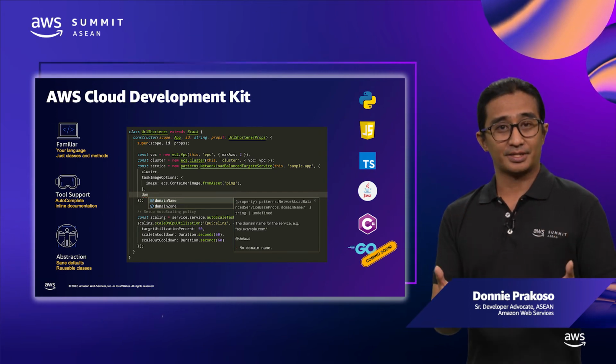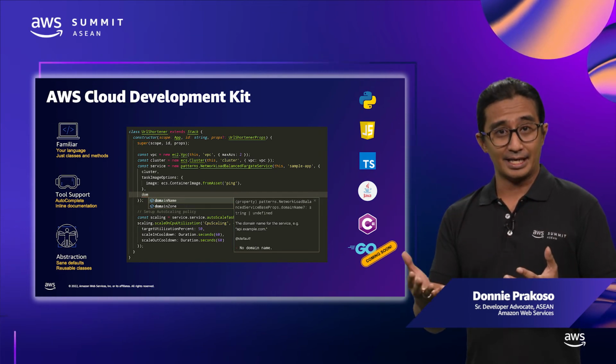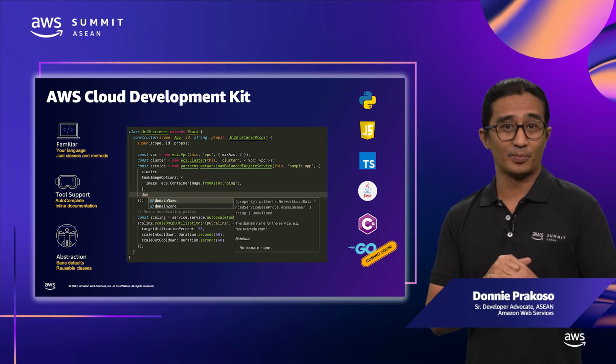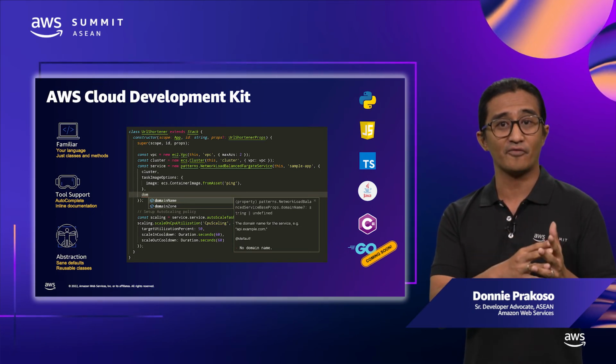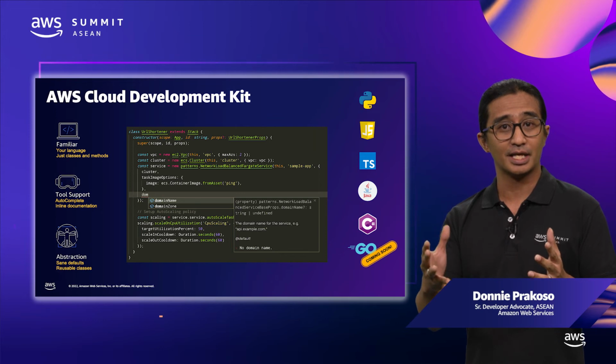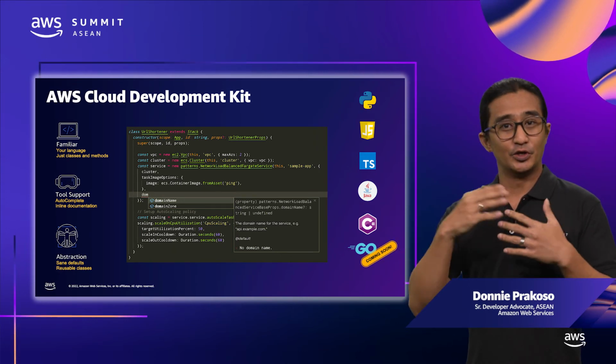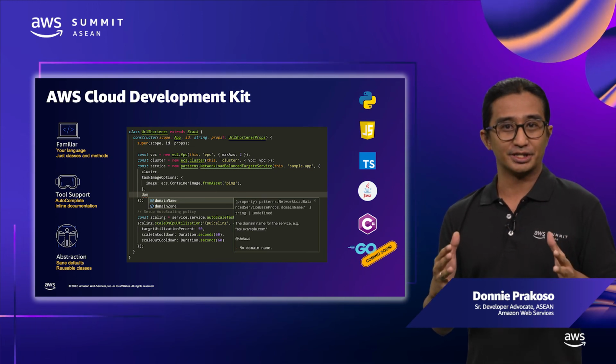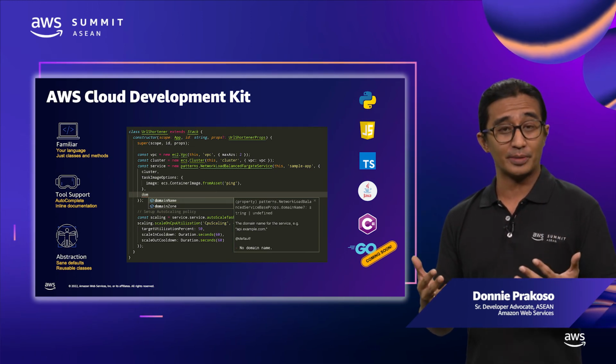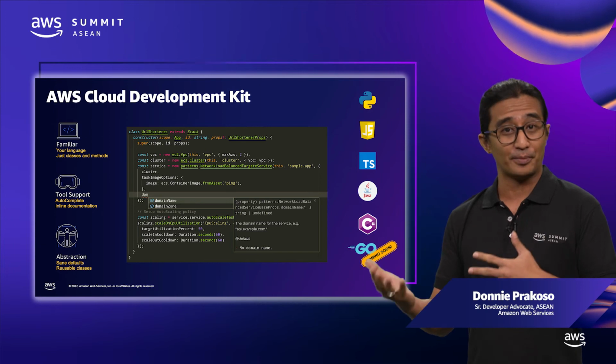The AWS Cloud Development Kit, or AWS CDK, is an open source software development framework to model and provision your cloud application resources using familiar programming languages. You can do this in different programming languages such as Python, JavaScript, TypeScript, Java, or C#.